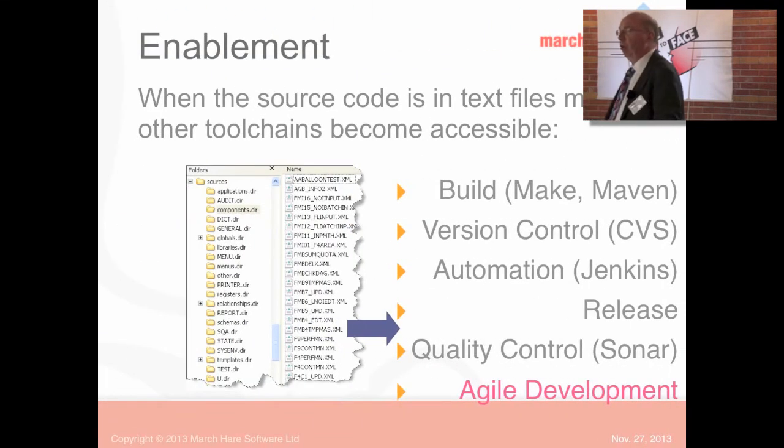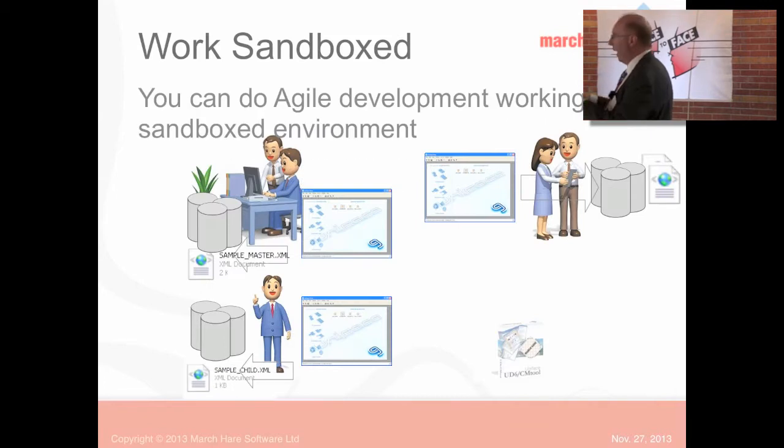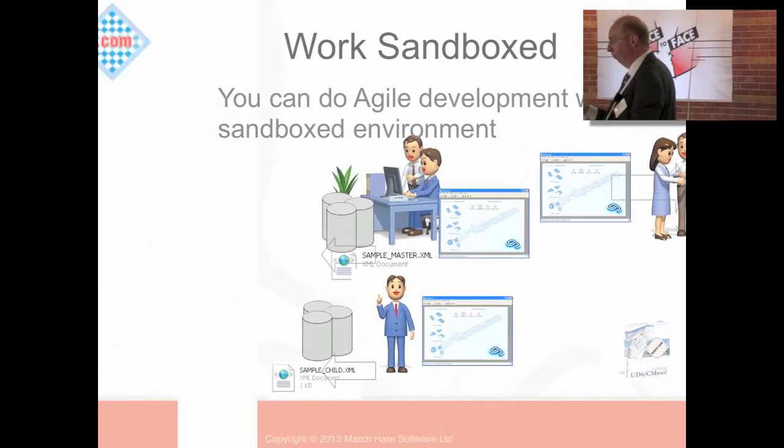It's not terribly helpful on its own. The point is so that you can use standard productivity tools for developers, such as build management systems, version control systems, continuous integration, release management, quality control, and do agile development. Once your source code is in text files, each developer can have his own set of your Uniface repository on his local C drive and work in a distributed fashion.